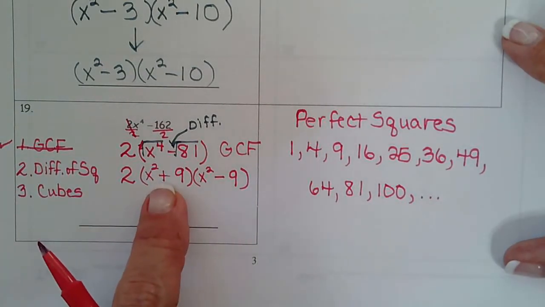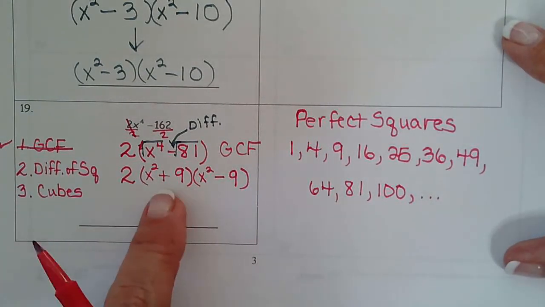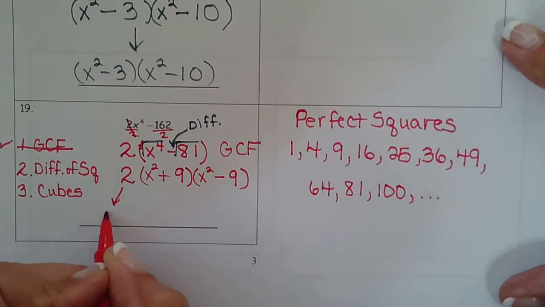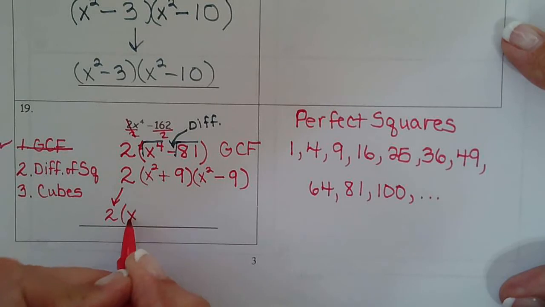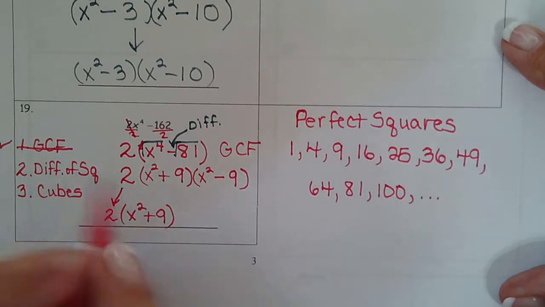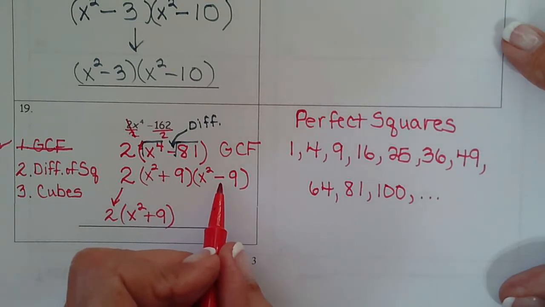So that's not a difference. Yes, they're squares, but not a difference. So that definitely can't factor. So the 2 comes down. The second one can't factor because it's a sum. And we need a difference of squares. But look at this. Bingo!